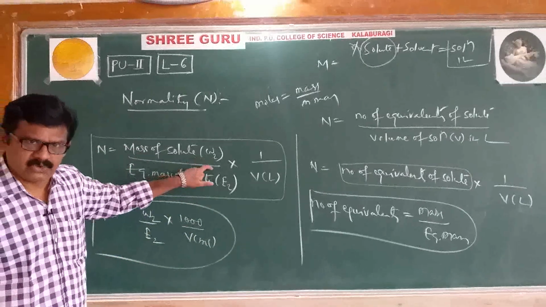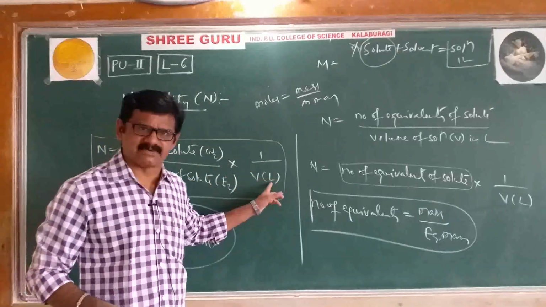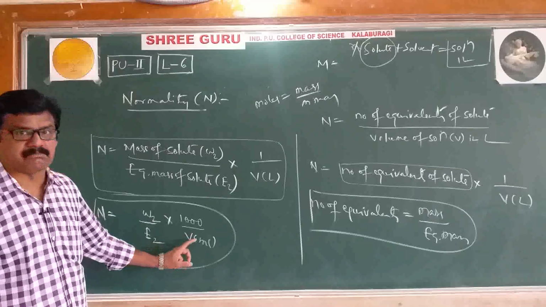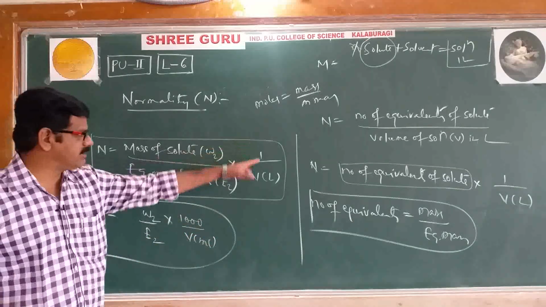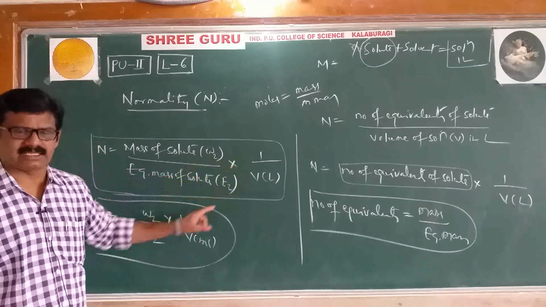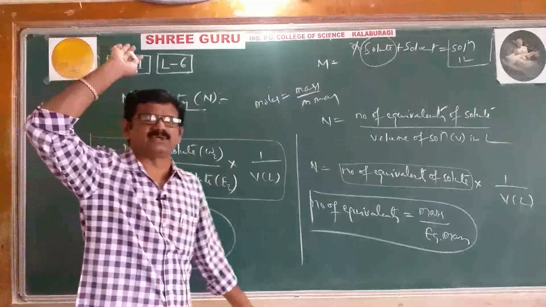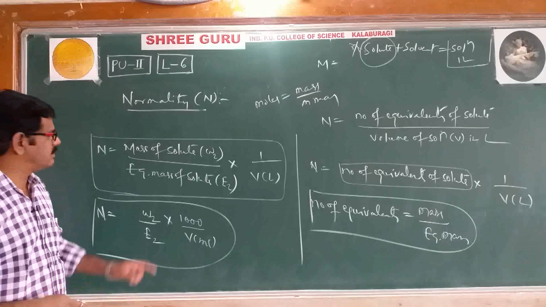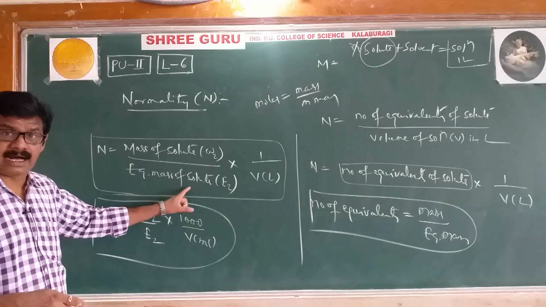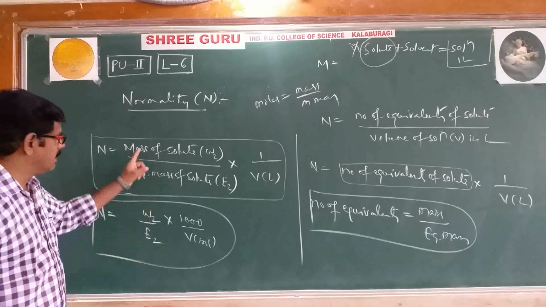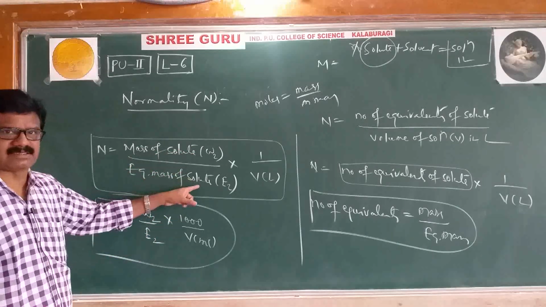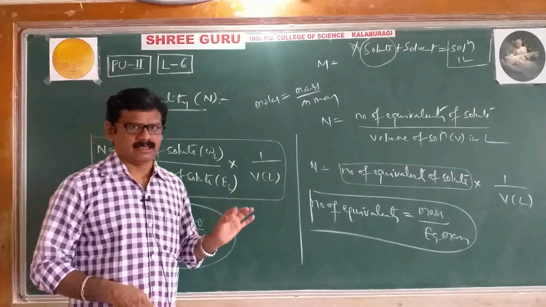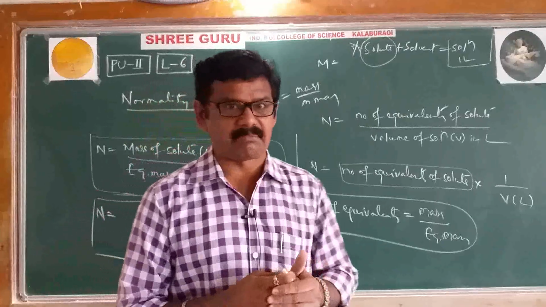This formula we have to use when the volume is given in liters. This formula we have to use when the volume is given in milliliters. That's it. Here 1 by V, there 1000 by V. It's quite similar to our molarity concept. Once again we'll recall molarity: in molarity we wrote mass of solute by molar mass of solute, here mass of solute by equivalent mass of solute. These two formulas are there, and based on the question we have to select the appropriate formula.